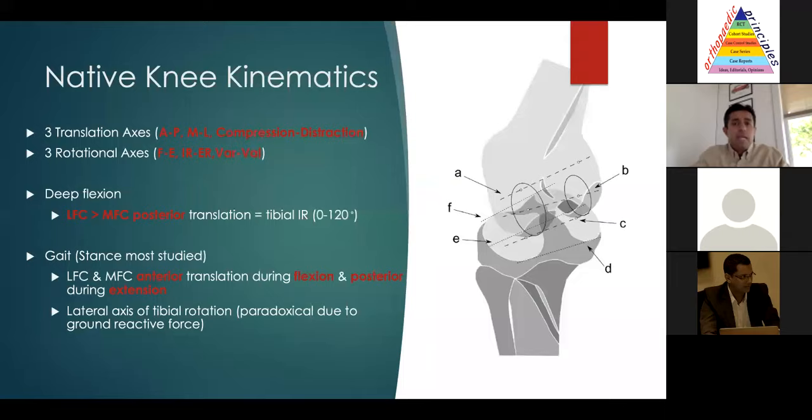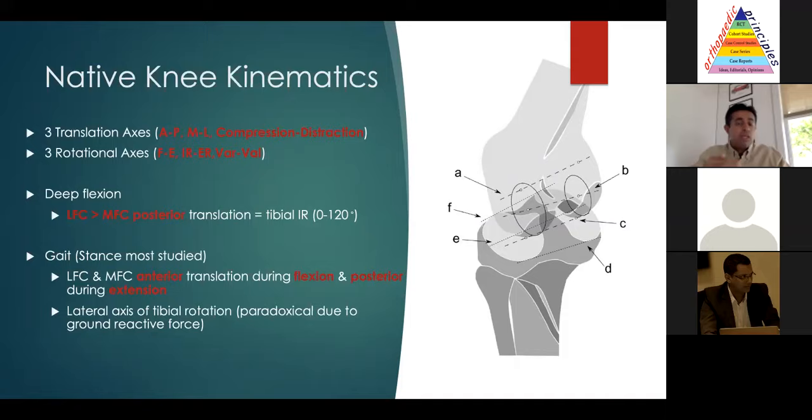There are three translational axes: in the anterior posterior plane, in the medial lateral plane, and in compression and distraction. And then there are three rotational axes in the knee: flexion extension, internal rotation, external rotation, varus and valgus. So let's look at different motions. In deep flexion, what tends to happen is that there is more posterior translation of the lateral femoral condyle compared to the medial femoral condyle. And that is equivalent to tibial internal rotation, especially between 0 to 120 degrees of flexion.